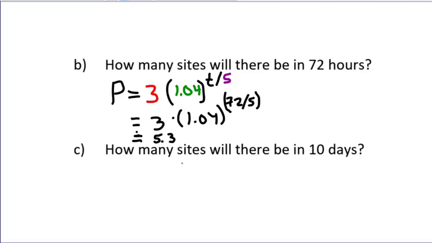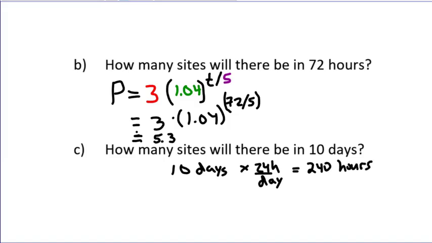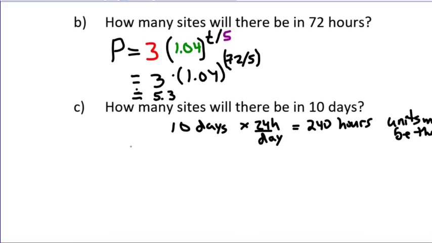So to convert that, we know that one day has 24 hours. So 10 days times 24 hours per day is going to give us 240 hours. So that our units must be the same. So now I can use the same formula again, but my t is going to be 240 instead of 72.